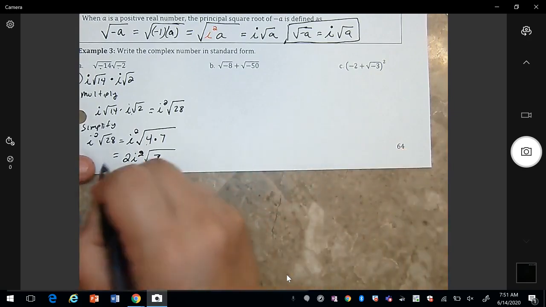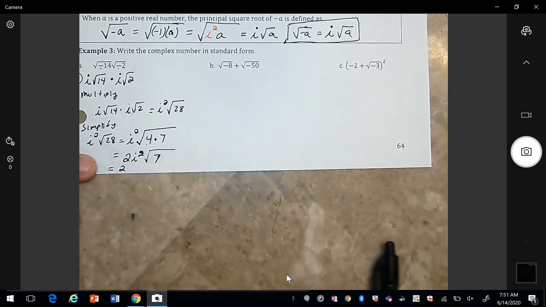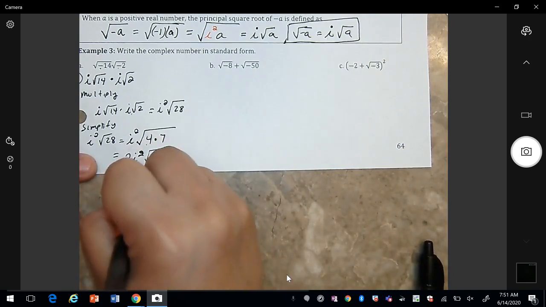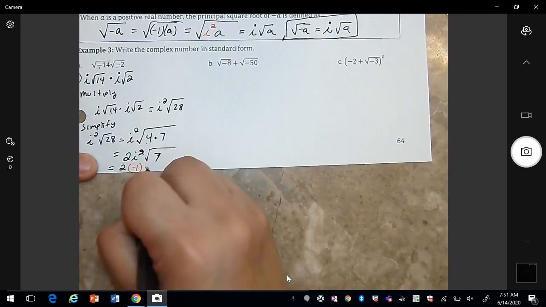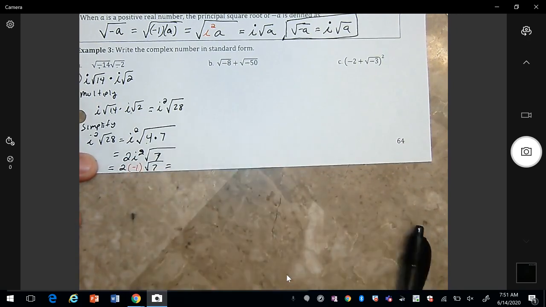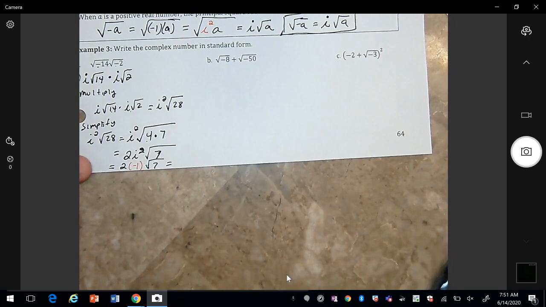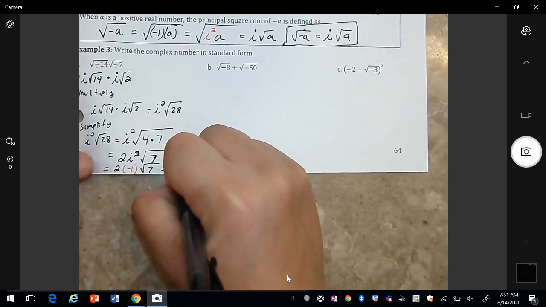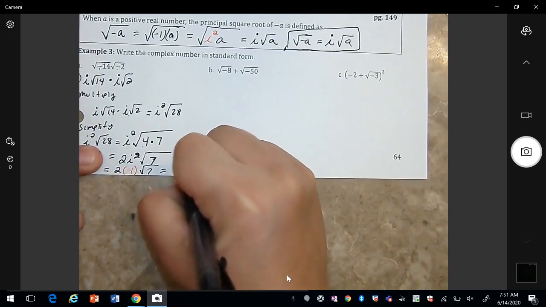Then you want to replace i squared with -1. So 2 times -1 is -2. So your final answer is -2 square root of 7.